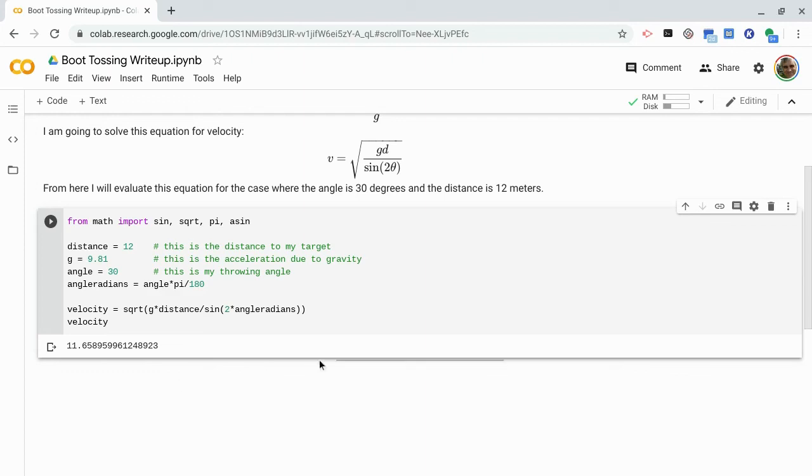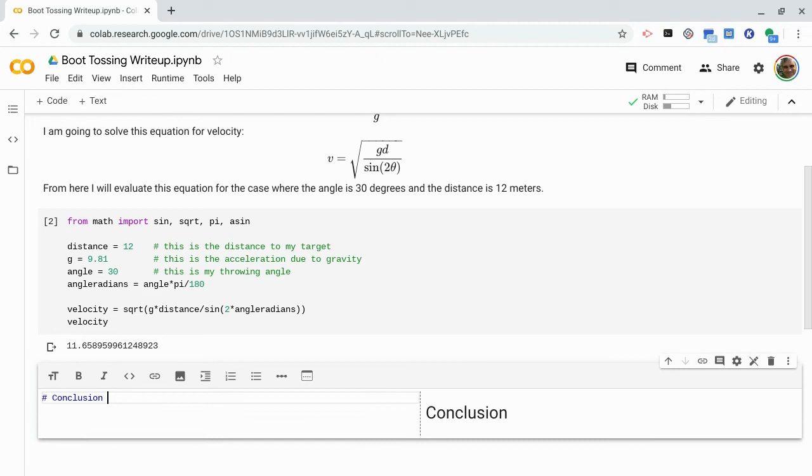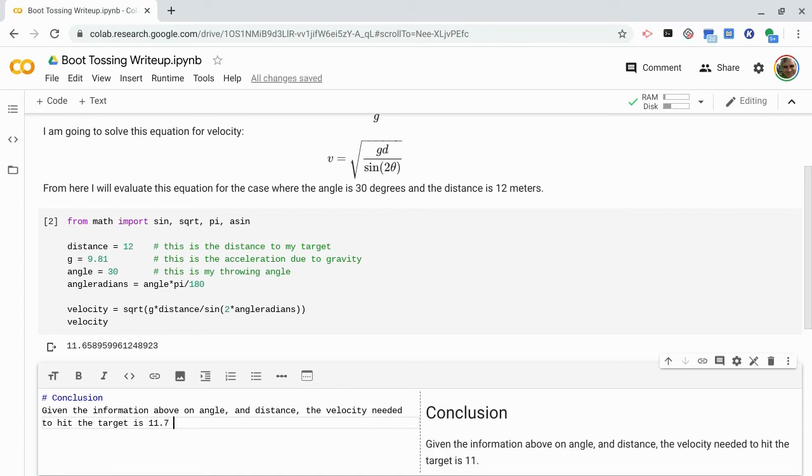So I could follow that up with a little conclusion. So I'm going to hover my mouse at the bottom of this block and say plus text. I'm going to add a text block, and I'm going to write a conclusion. So I'm going to start with a hashtag, Conclusion, and a new line. So here's my conclusion. Given the information above on angle and distance, the velocity needed to hit the target is 11.7 meters per second, period.